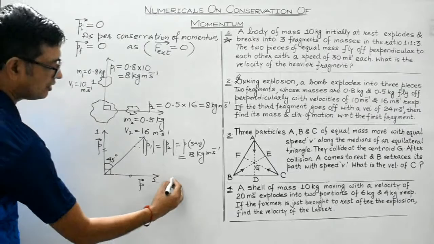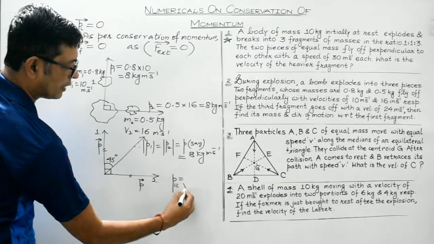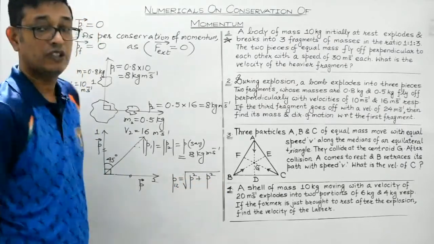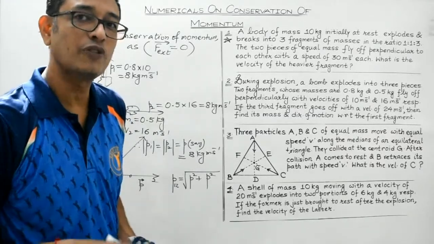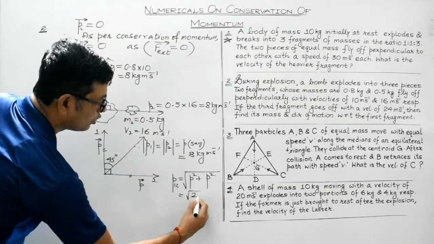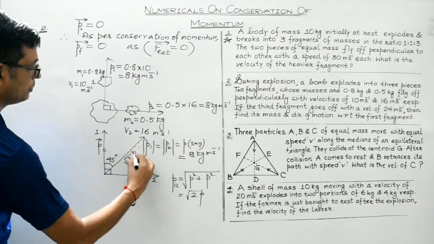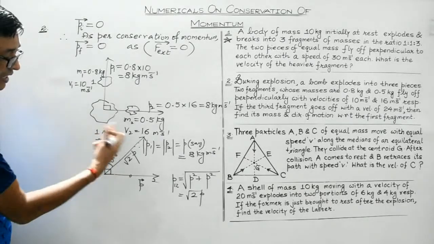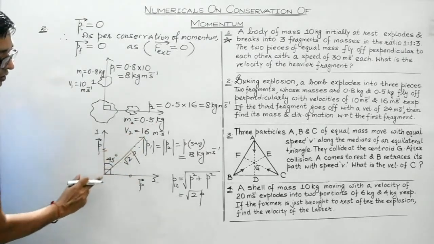And what will be the resultant? Resultant of the momentum of the first two fragments would be square root of p square plus p square. When the two vectors are perpendicular to each other, then the magnitude of the resultant is given by square root of a square plus b square, right? So it will be equal to root 2p. Clear students? So the resultant momentum of fragment 1 and fragment 2 is root 2p along this direction.